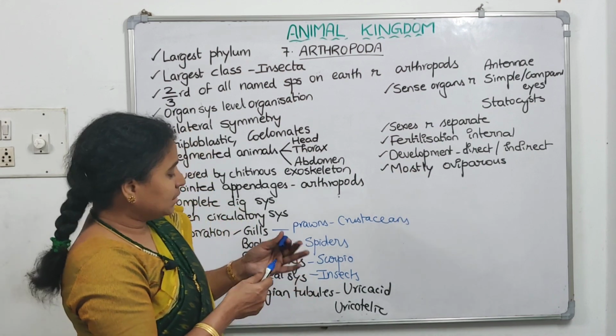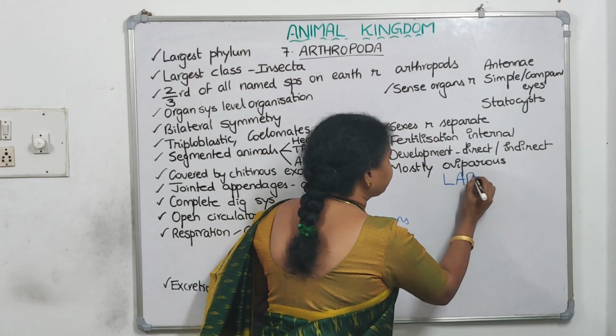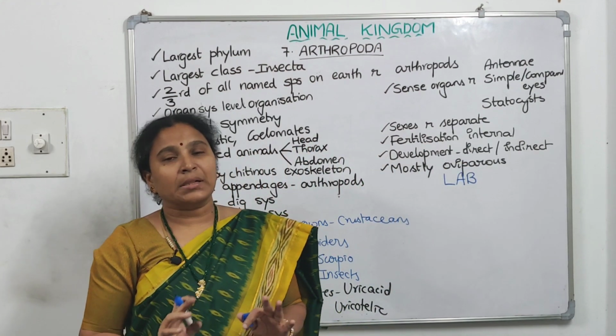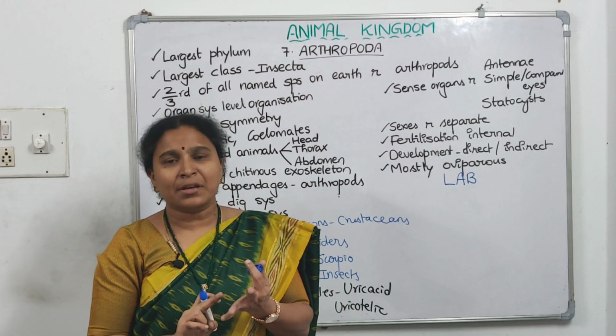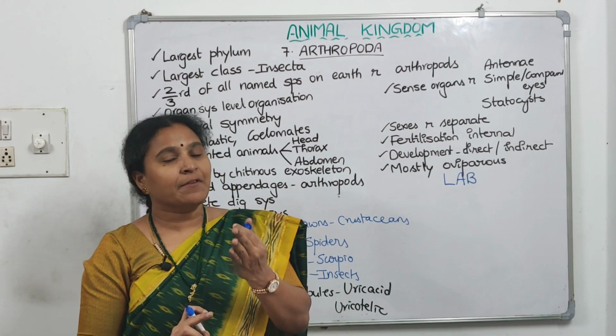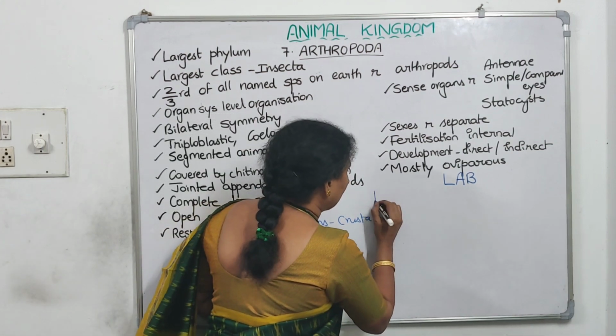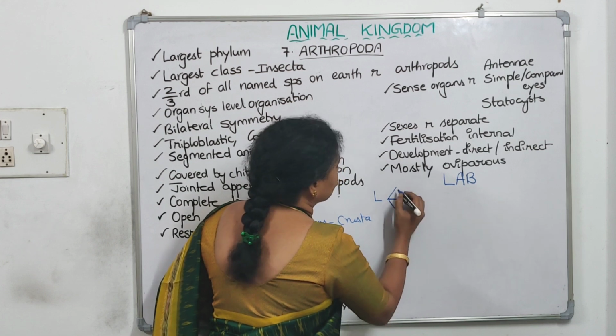Now, to memorize the examples of Arthropoda, make a code that is LAB. In 11th and 12th, how many labs do you have? Physics lab, chemistry lab, bio lab. Means for L 3 times you have to say, for A 3 times, and for B we will see. Now let's go with L. What are the 3 L's?